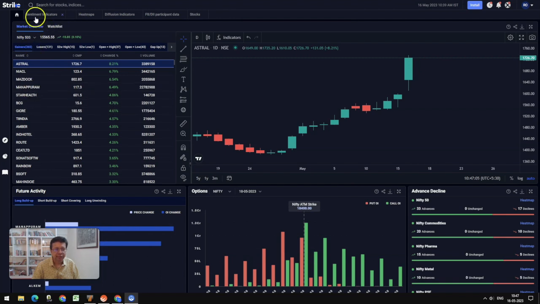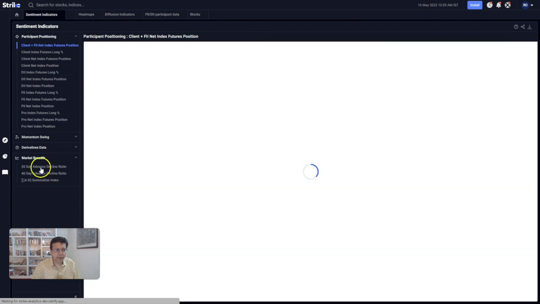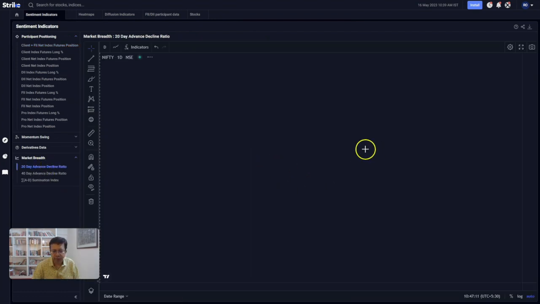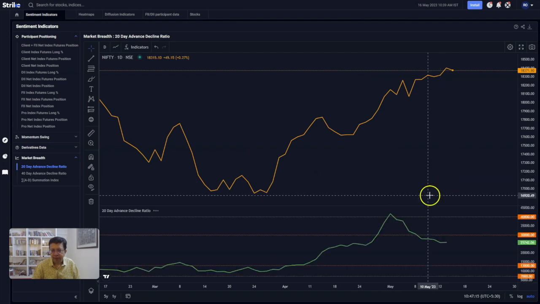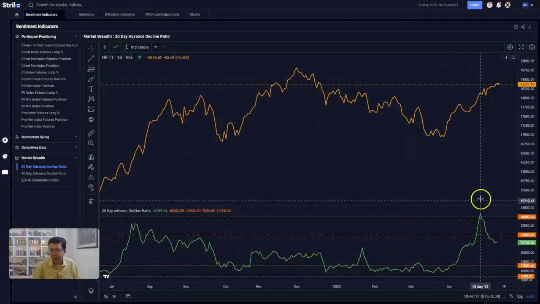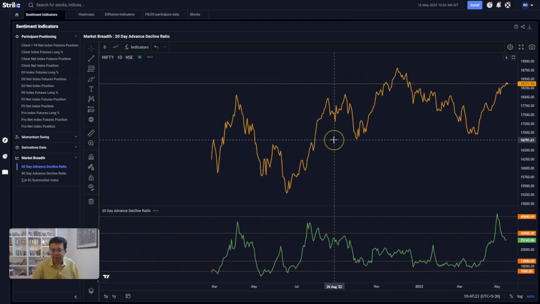But even if we look at the breadth, we can simply go to the advanced decline, and let's take the 20-day, which is more shorter term in nature. So we actually see a divergence between breadth and Nifty. From this point on, the AD ratio is slightly cooling off, but the market continues higher. Now usually in trending phases, that tends to be the case.